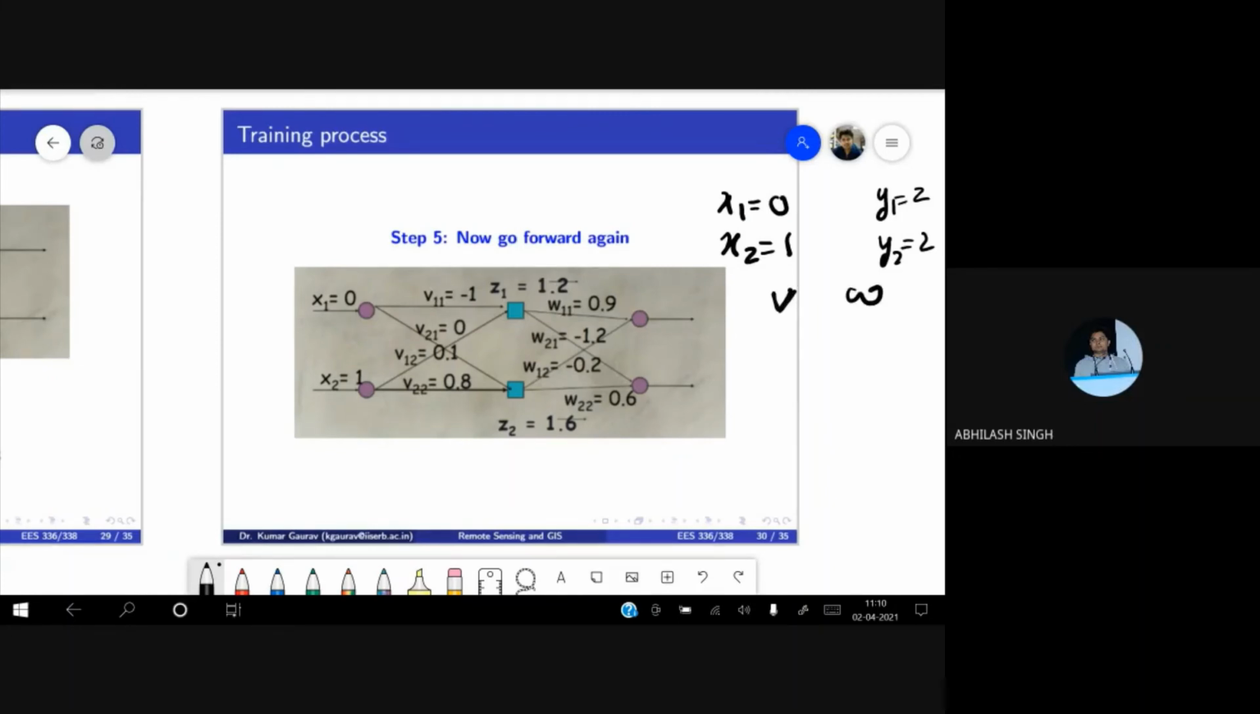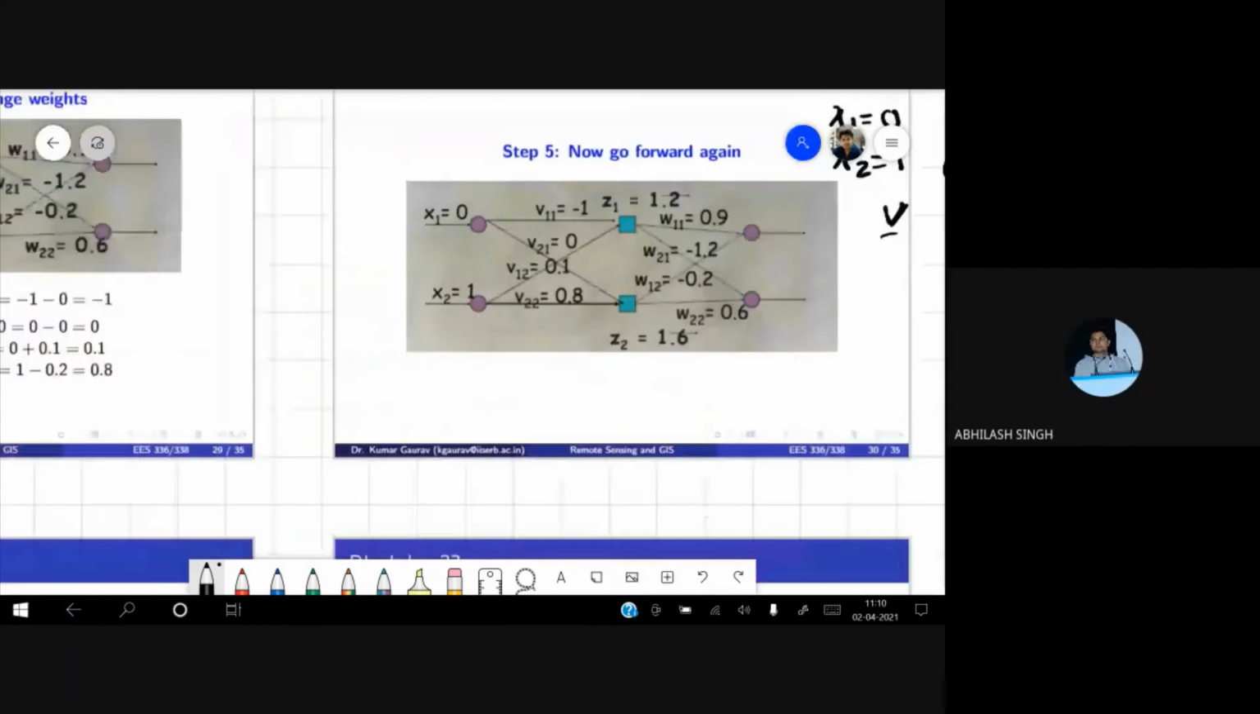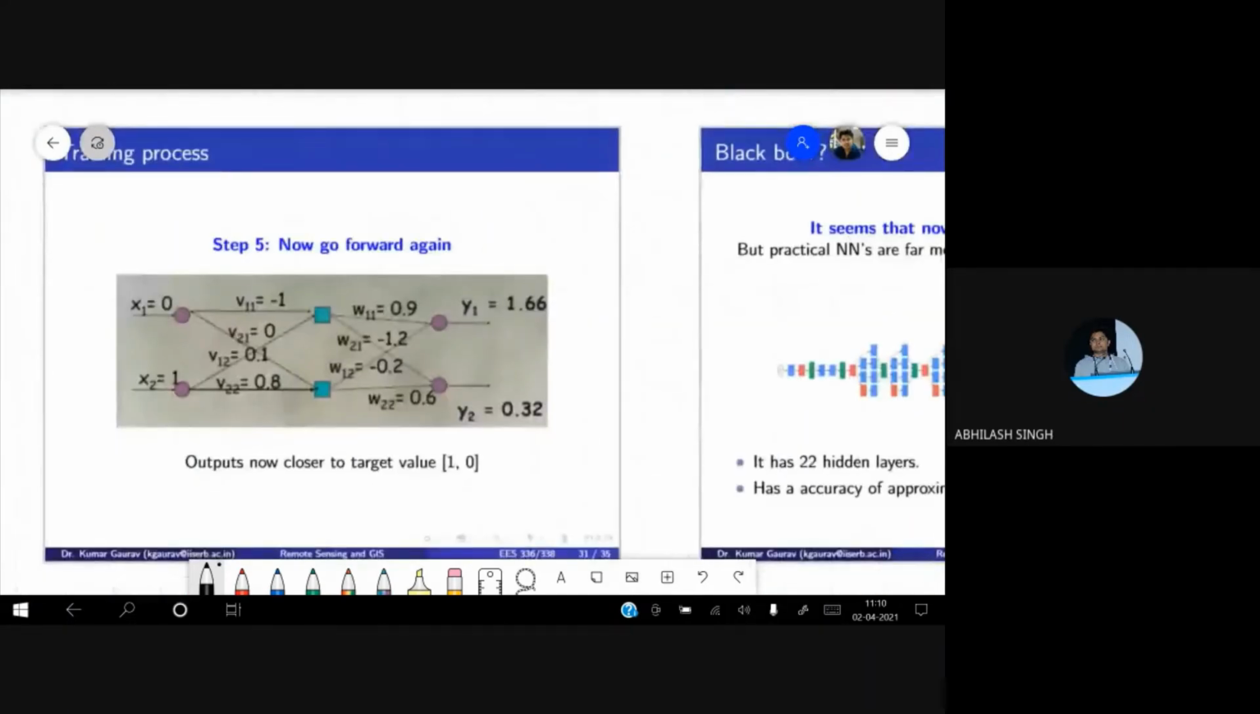Now once we update v and w, let's repeat the process and see how close we are going to our desired output. Our desired output is y1 should be 1 and y2 should be 0. So let us repeat the thing. Once you repeat it, you will get to know that y1 will be 1.66 and y2 will be 0.33. So it is something closer to 1, and this is something closer to 0.